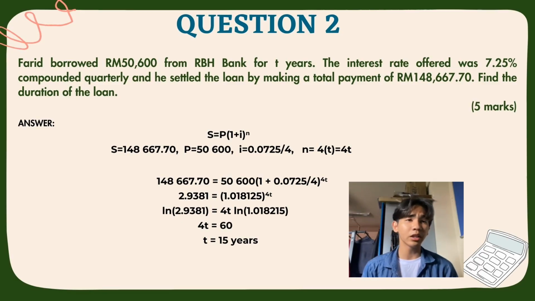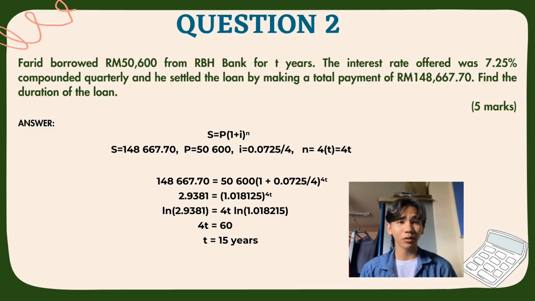So in this question, they ask us to find the term of the investment. We will use the formula S equals P in bracket 1 plus i, to the power of n. S equals 148,667.70, P equals 50,600, i equals 0.0725 over 4, n equals 40. Substitute in the equation and just solve it. After that, we need to add the loan.